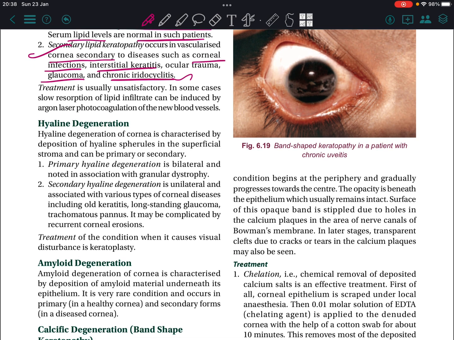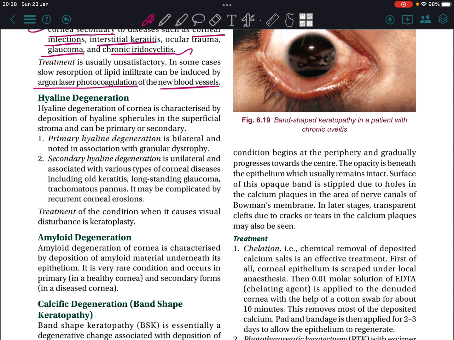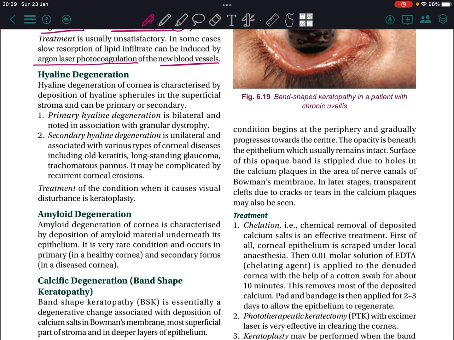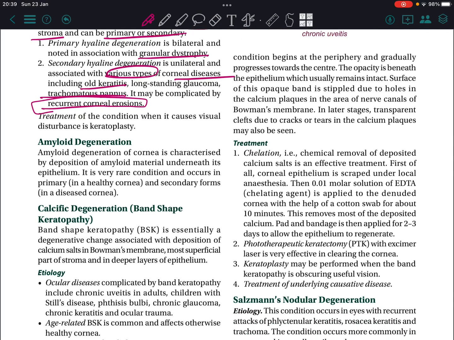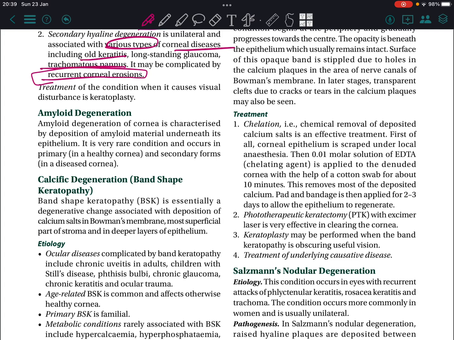Treatment is usually unsatisfactory. In some cases, slow resorption of lipid infiltrate can be induced by argon laser photocoagulation of new blood vessels. Hyaline degeneration. Hyaline degeneration of the cornea is characterized by deposition of hyaline spherules in the superficial stroma, and can be primary or secondary. Primary hyaline degeneration is bilateral and is associated with granular dystrophy. Secondary hyaline degeneration is unilateral, associated with various types of corneal diseases including old keratitis, long-standing glaucoma, and trachoma. It may be complicated by recurrent corneal erosions. Treatment when it causes visual dysfunction is keratoplasty.